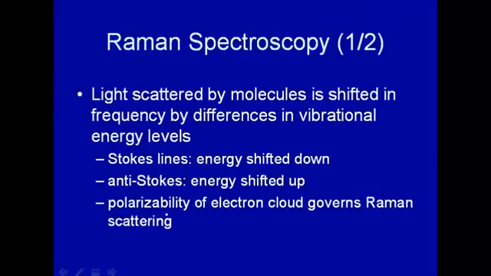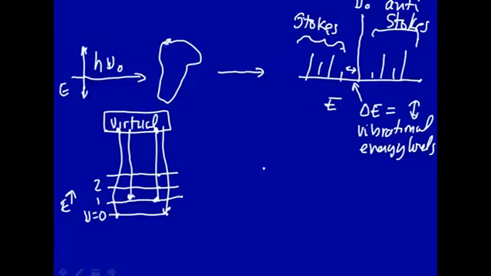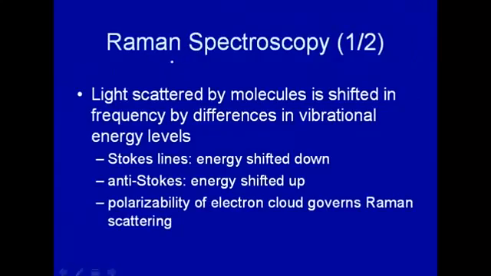What is governing this? What allows you to do this? Well, the polarizability of the electron cloud around the molecule. So this is an electron cloud here. And polarizability means how easily the electrons can move in response, or by what amplitude the electrons can move in response to an oscillating electric field. Electrons that are very easily polarized will oscillate a lot compared to electrons that are not easily polarized, where they won't oscillate as much. So that's Raman spectroscopy, basically.